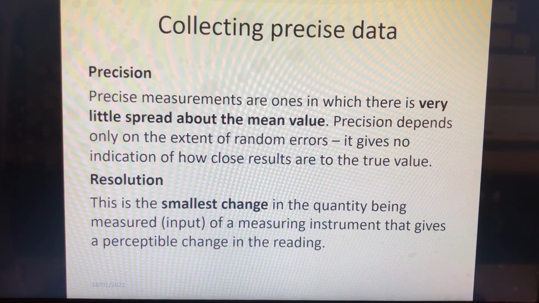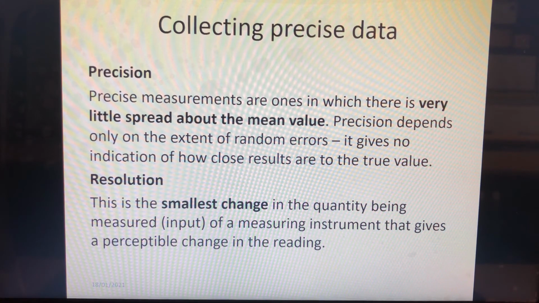So we talked a bit about precision. It's up to you how much you write. You could just go for the bold content. So precision: very little spread about the mean value. Think of precision as exactly. It's also linked to how many decimal places there are.